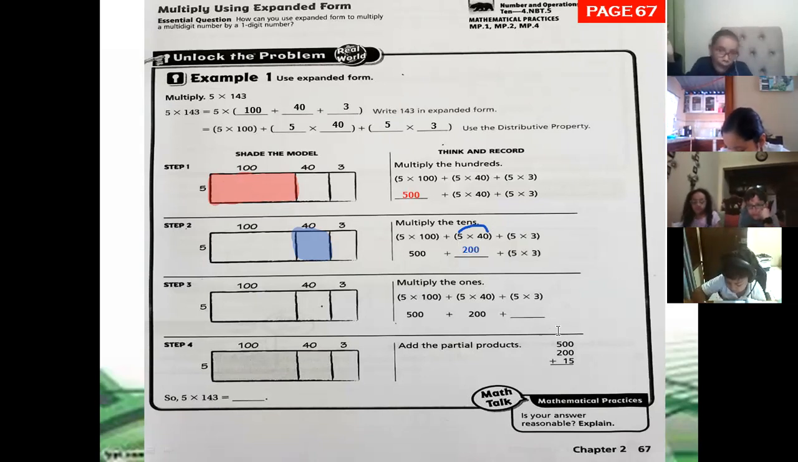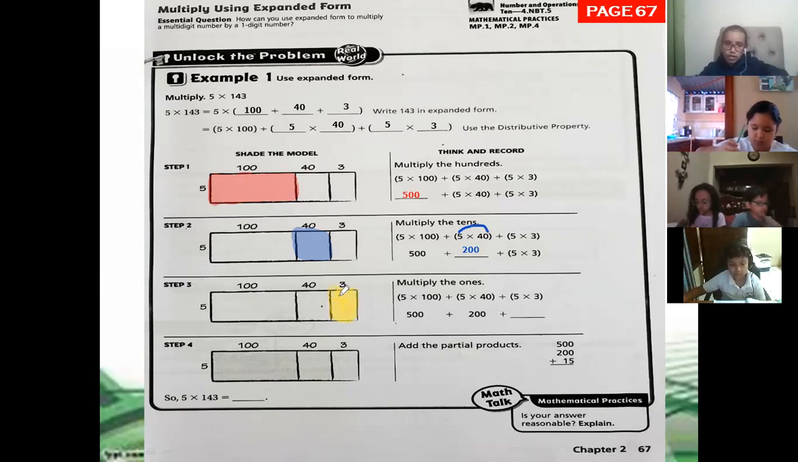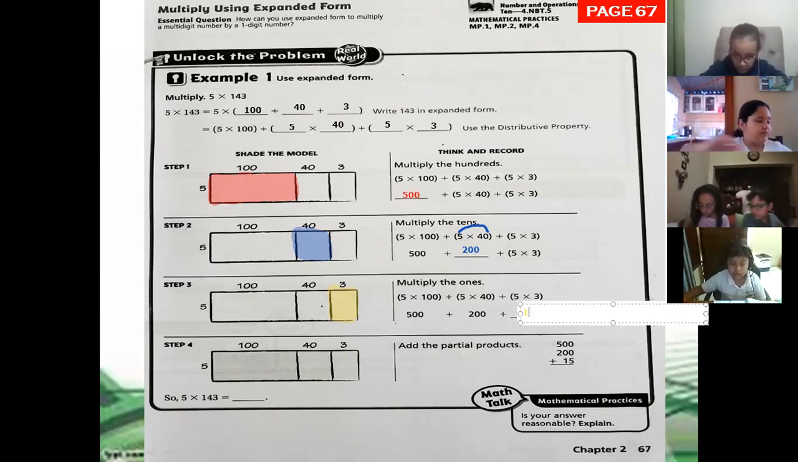20, okay? Very good. In the last one, I'm going to use color yellow to identify that I'm going to be working with a number. What kind of number? Number 3. Is 3 hundreds or ones? Ones. So it means that 5 times 3 is? 5 times 3 is 15.